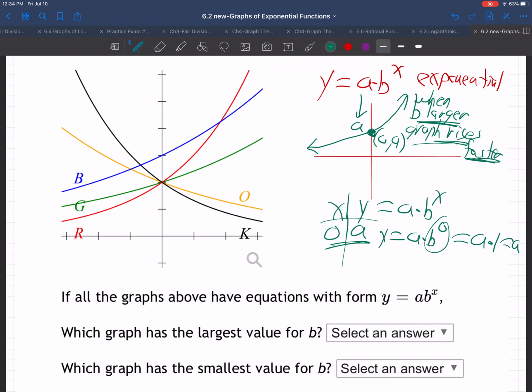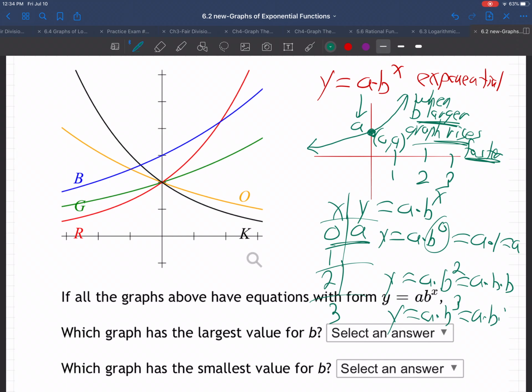And then as far as the b, if you plug in 1 or 2 for x, that's going to make b to the second power, which means a times b times b, doesn't it? So the further you go to the right, 1, 2, 3, if you do the third power, that's going to be a times b to the third. So you're going to multiply by b more and more again. So if b is larger, that's going to make your graph go up faster. All right, we're ready for their questions with that insight.